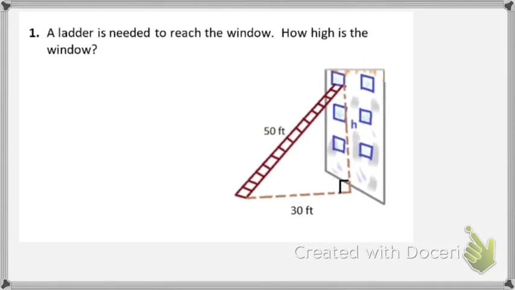Let's look at something, a real world situation. A ladder is needed to reach the window. How high is the window? So let's say you're a fireman and you have to rescue someone from a burning building, and you have to know how high you are going to go up. We have a ladder that's 50 feet, because it tells us right here, and you're 30 feet away from the building, right?